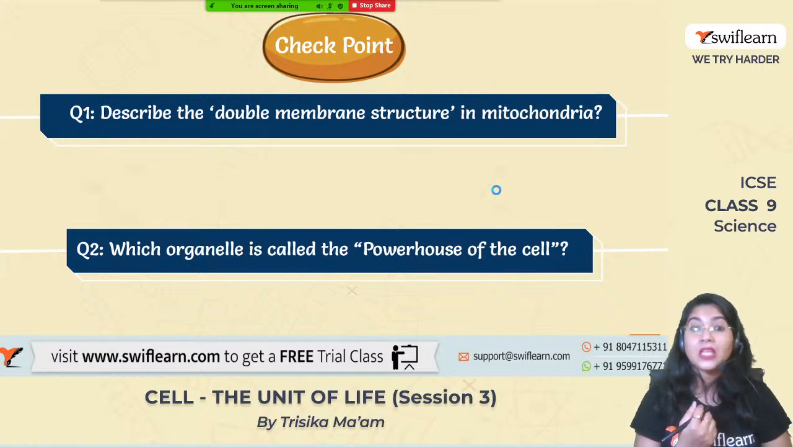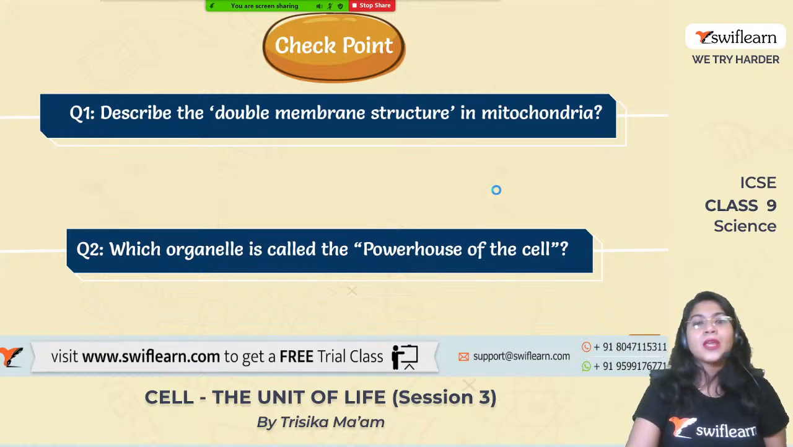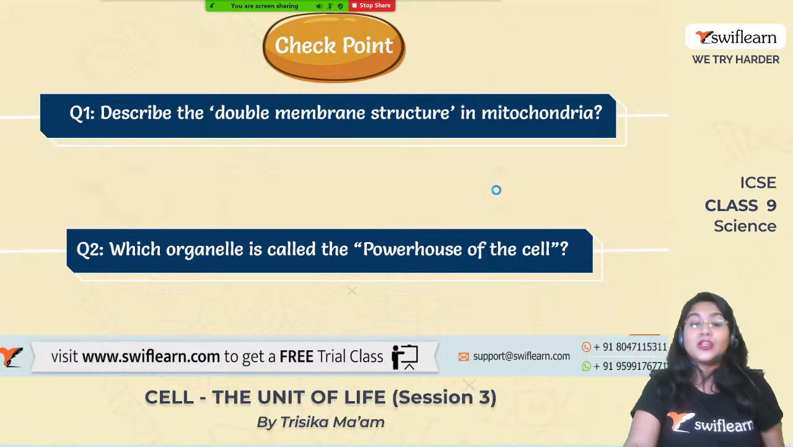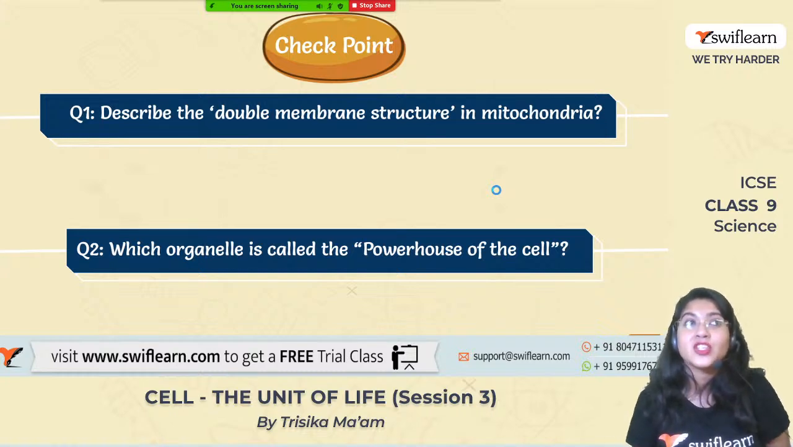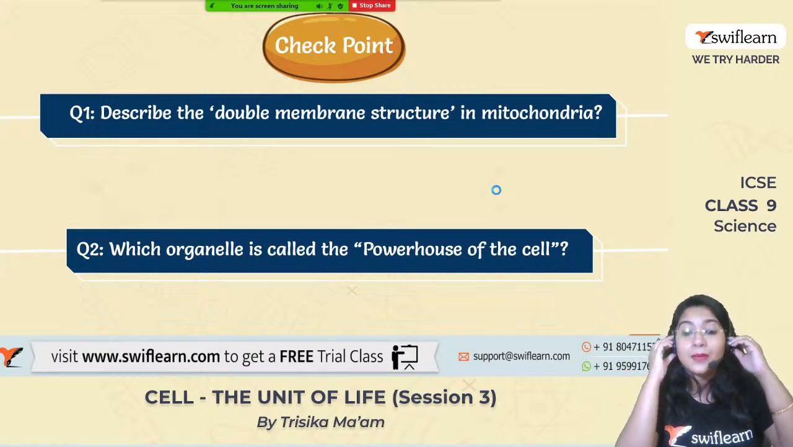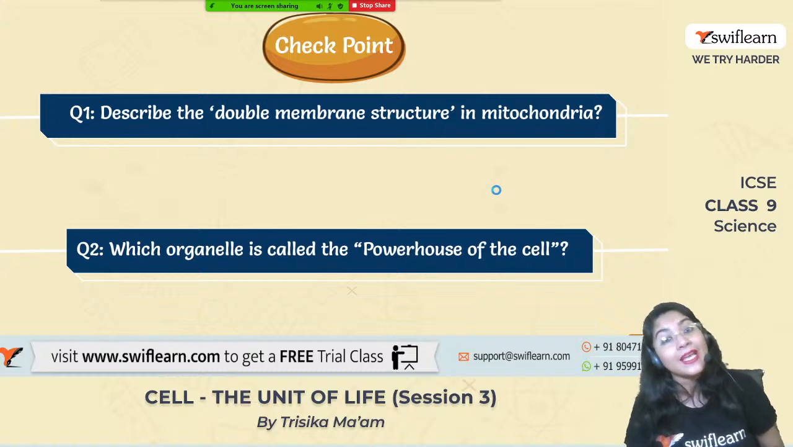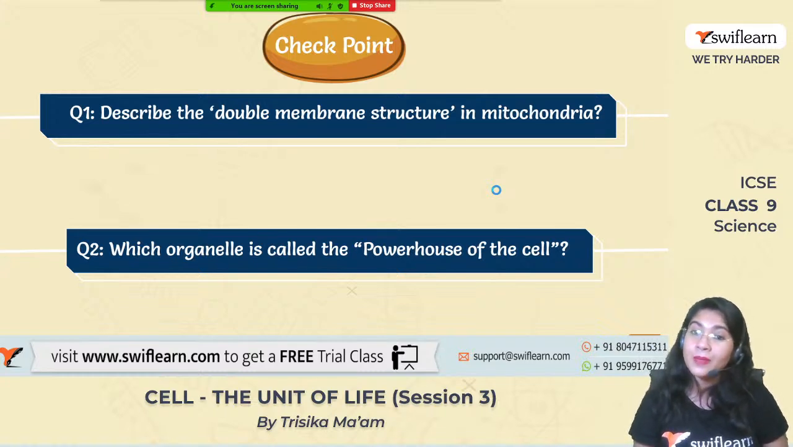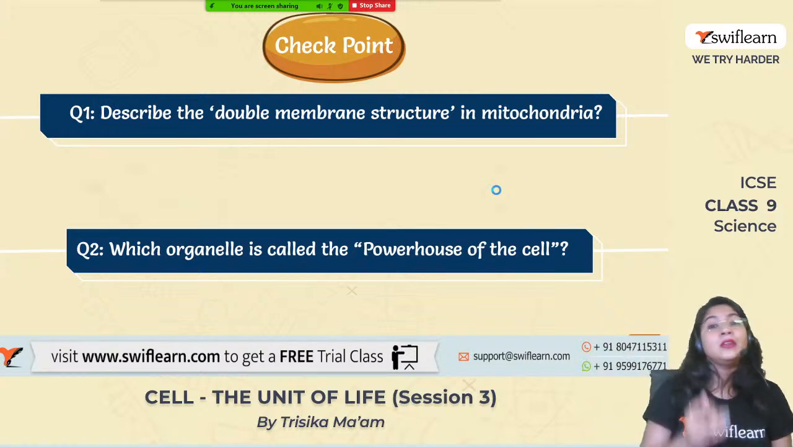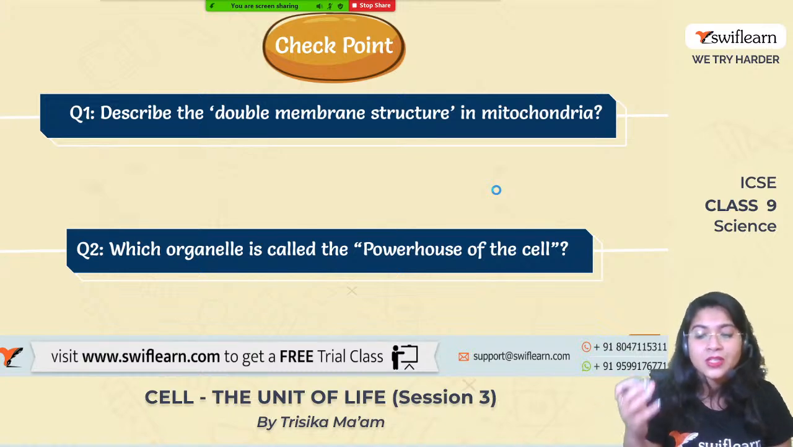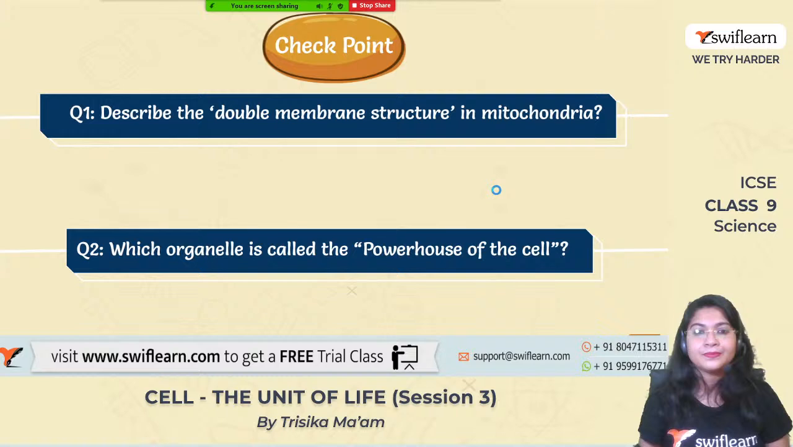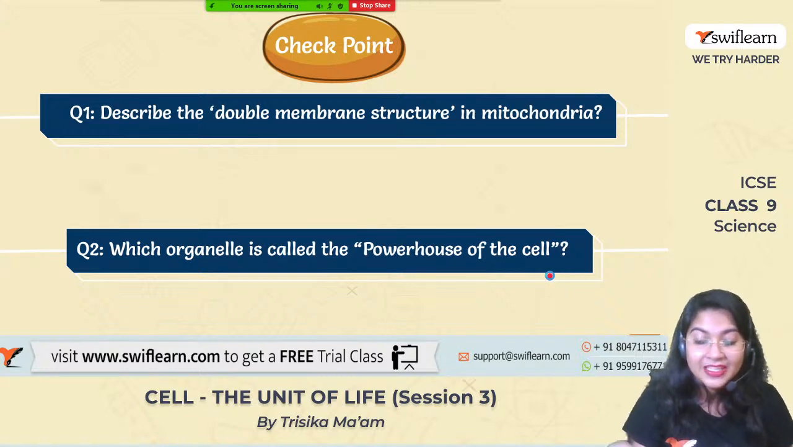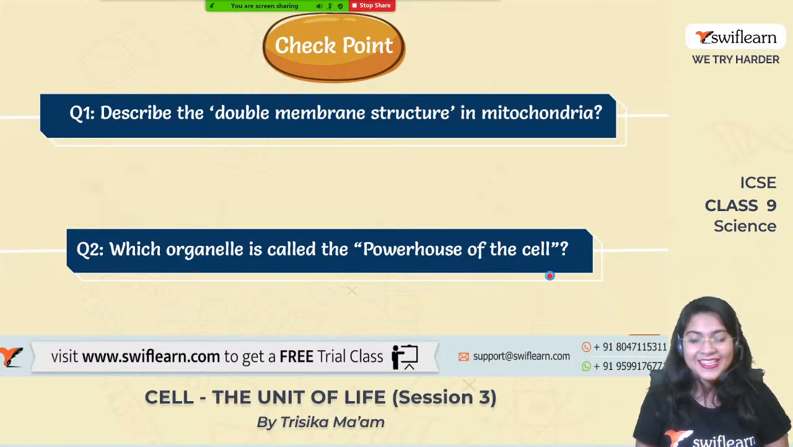Let me see who can give me the answers first. So describe the double membrane structure in mitochondria. Can you tell me how the mitochondria is having the double membrane structure and what it looks like? Yes, what does the outer membrane look like, whether it is smooth or rough or folded or something like that, and the inner membrane also, whether it is folded or anything like that. Okay. Then which organelle is known as the powerhouse of the cell? Which is known as the powerhouse of the cell? Let me see who can give me the correct answer first. Yes?